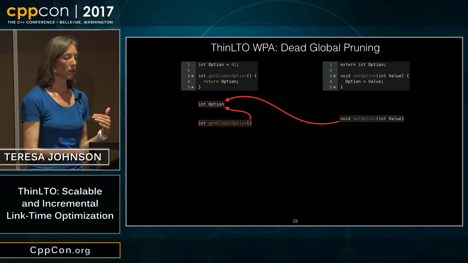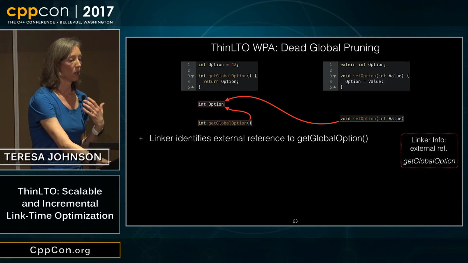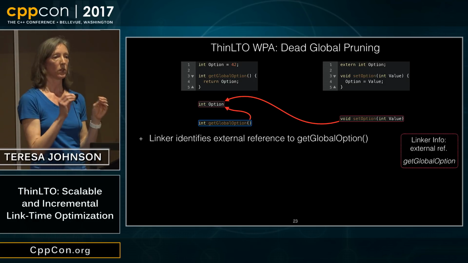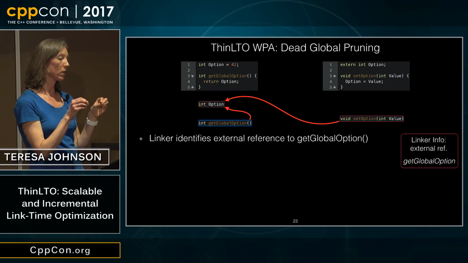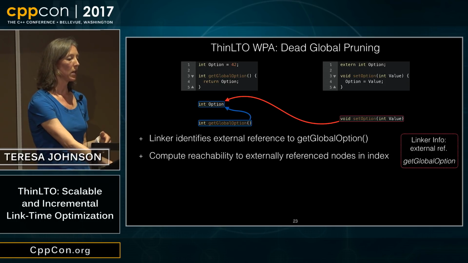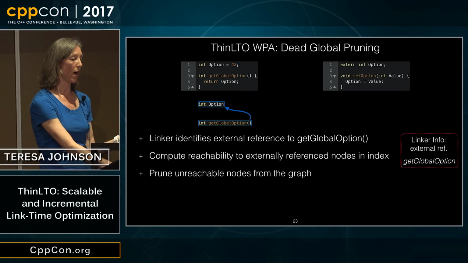Now, if the linker tells us that only get global option is externally referenced, then what we do is we mark all those externally referenced functions as roots for some live variable analysis. We compute reachability, and then we can prune anything like set option, which we discover is never needed. We can prune it from the graph.